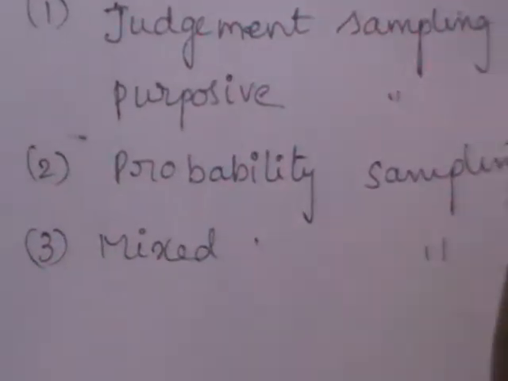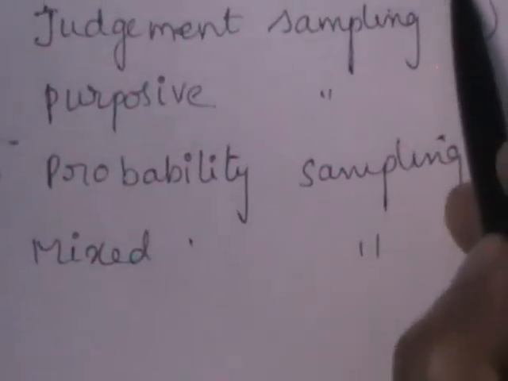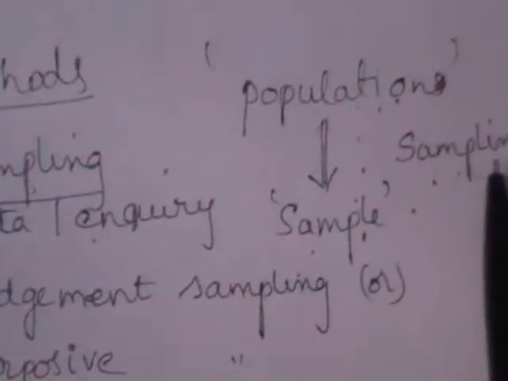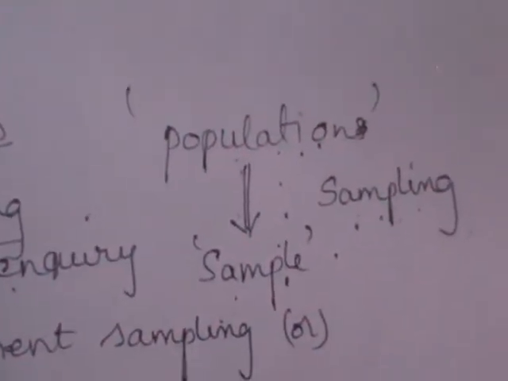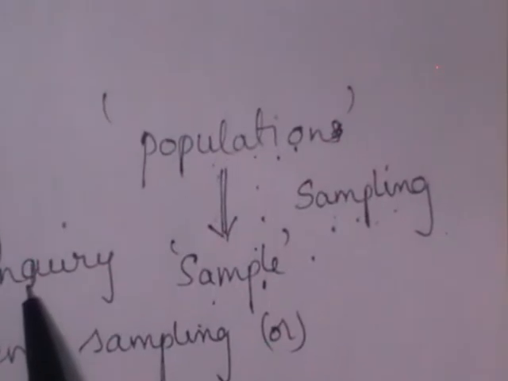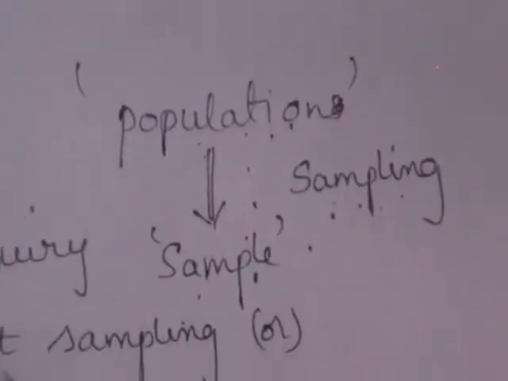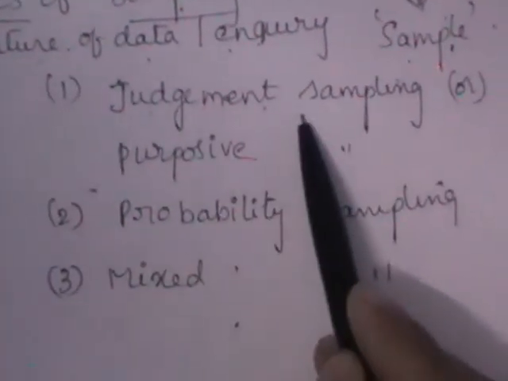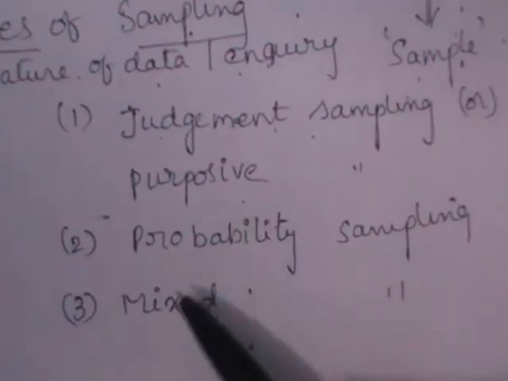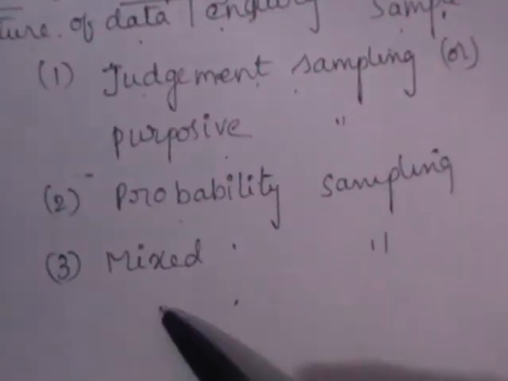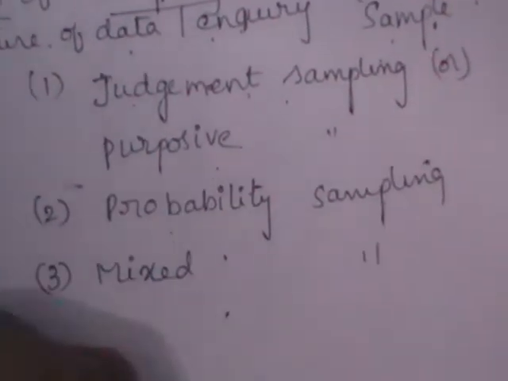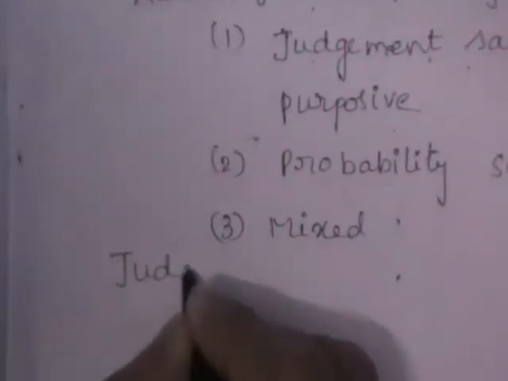So the way of drawing a sample from a population is called sampling. Depending upon the nature of the data and the nature of the inquiry, the sampling techniques are broadly classified at the first stage into three types: judgment sampling, also called purposive sampling, probability sampling, and mixed sampling. Let us see what judgment sampling is.